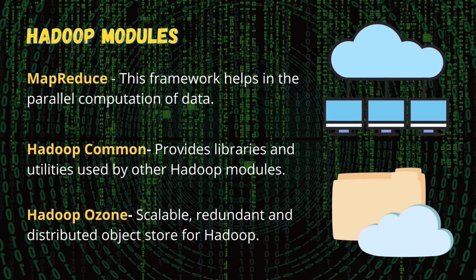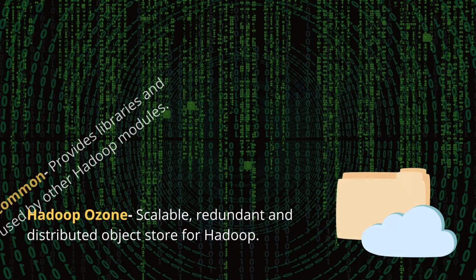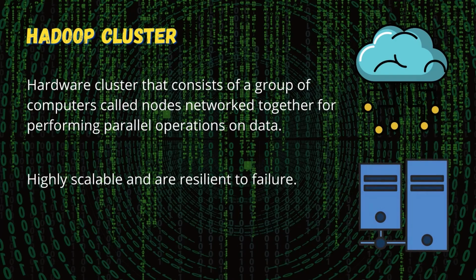Hadoop Common. It provides all the libraries and utilities used by other Hadoop modules. Hadoop Ozone. Ozone is a scalable, redundant, and distributed object store for Hadoop. Ozone is built on a highly available replicated block storage layer called Hadoop Distributed Data Store, or HDDS.